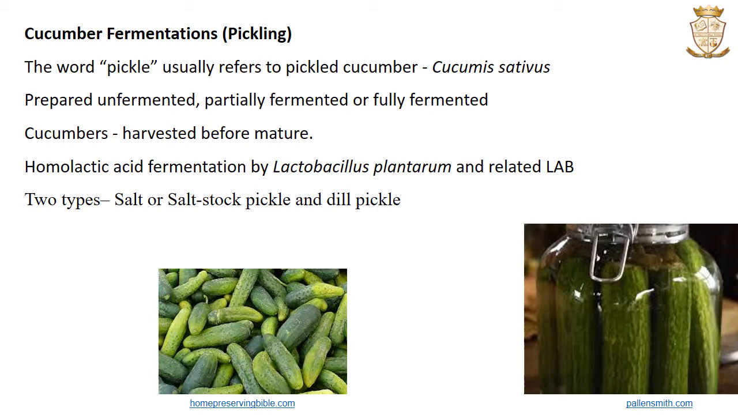For cucumber fermentation, the cucumber or Cucumis sativus is harvested before maturity. Mature cucumbers are generally not fermented since they are large, they will ripen easily and they are full of mature seeds. Cucumber fermentations typically undergo a homolactic acid fermentation by Lactobacillus plantarum and other related lactic acid bacteria. Generally, there is no production of carbon dioxide. There are two types of cucumber fermentations: salt or salt stock pickle and dill pickle.